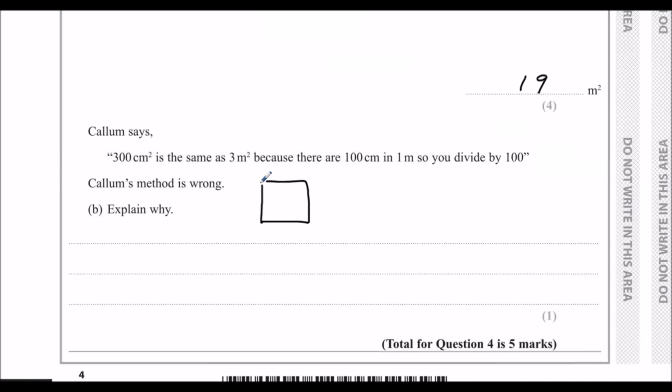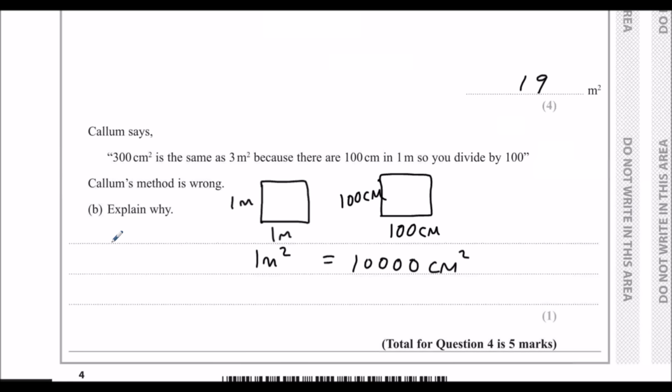So 300 centimeters squared is not the same as 3 meters squared. He shouldn't be dividing by 100. He should be dividing by 10,000. So we can either say he's wrong because 3 meters squared is 30,000 centimeters squared, or he should divide by 10,000, or even he's wrong because a meter squared is 100 times 100 centimeters squared. So any explanation that says something along those lines should be good enough for the mark. I'll just write he should divide by 10,000 or 100 times 100.